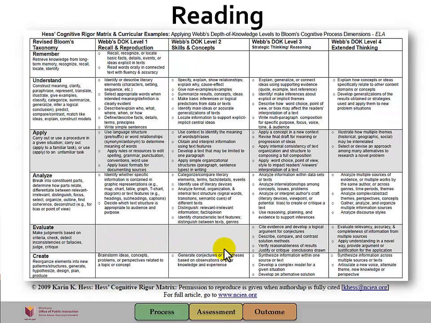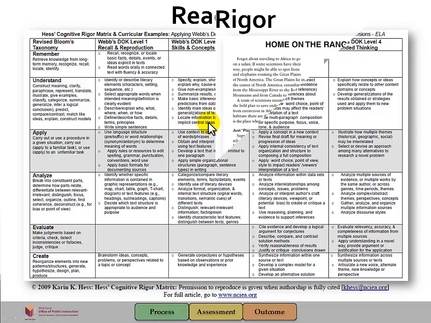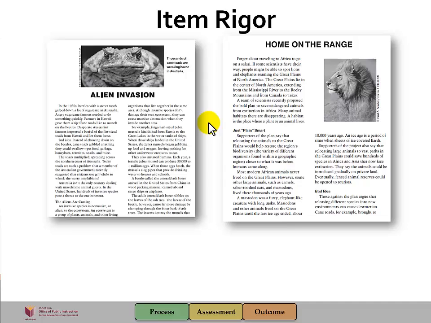Here is Karin Hess's cognitive rigor matrix. Here she has correlated the depth of knowledge levels in their relationship to Bloom's taxonomy. The intersection of, let's say, understand for Bloom's taxonomy and Webb's depth of knowledge 2 could include descriptive statements such as locate information to support explicit or implicit central ideas. Now let's apply what we have learned here about the depth of knowledge and Bloom's taxonomy.